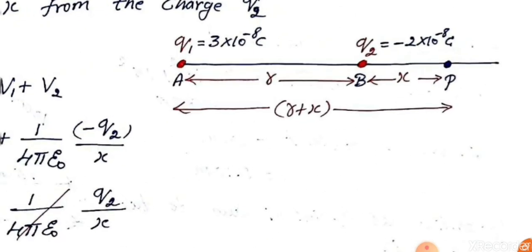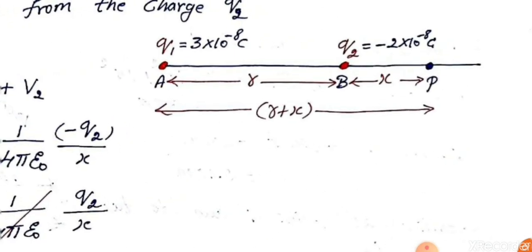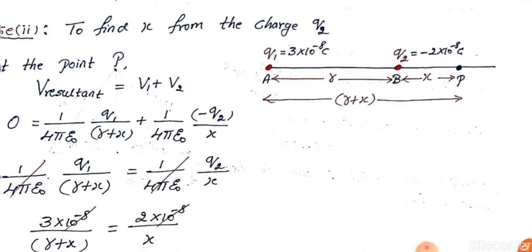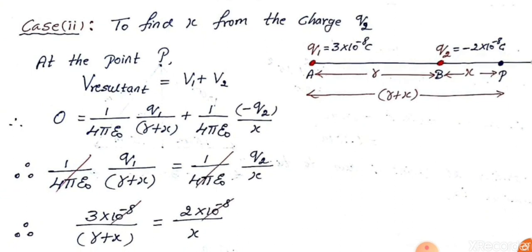The point P is taken here. The charges are 3 into 10 power minus 8 coulomb and minus 2 into 10 power minus 8 coulomb, and the distance between Q1 and Q2 is R. Now the point P is imagined to be somewhere near Q2, so we don't know that distance. Let it be x. Then the total distance becomes R plus x. Yeah, use the same concept.